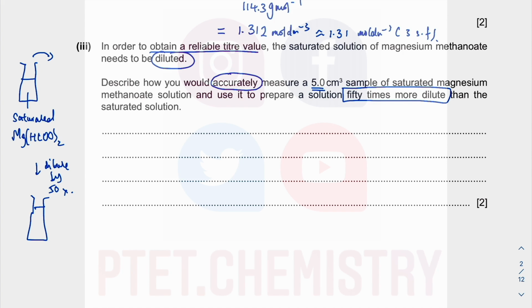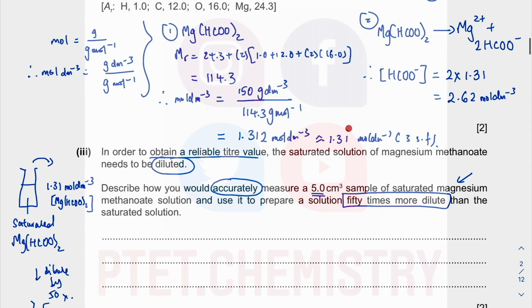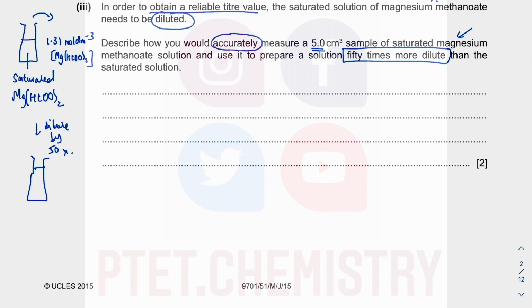What was the concentration that we take out? So this was 1.31 mole per dm³ for the Mg(HCOO)₂, because they say it's of the saturated magnesium metanoate, and you are diluting the saturated magnesium metanoate, you are not diluting the metanoate. Okay, so 50 times refers to diluting this. Alright, so 50 times means 1.31 over 50 mole per dm³, mole dilute.